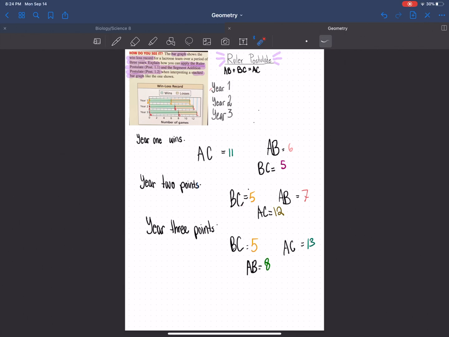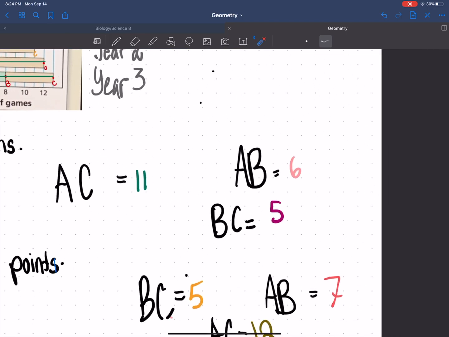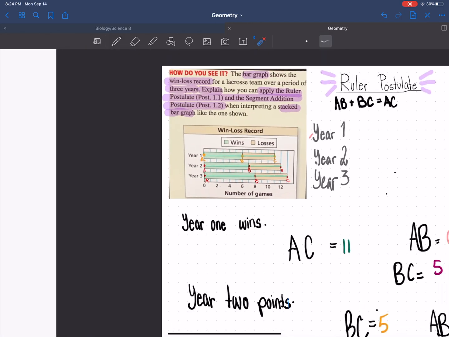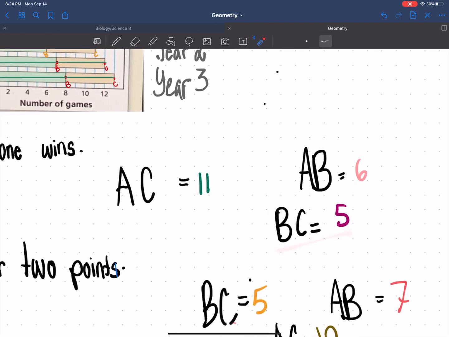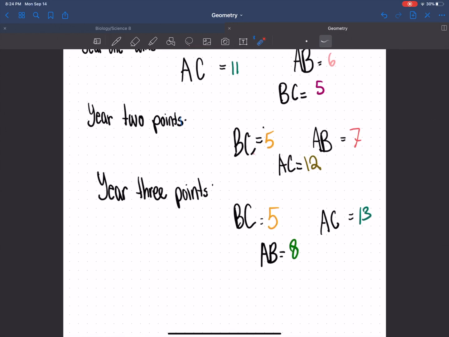So, for example, one question might be: did the lacrosse team have the same amount of losses for all of the years? We know that it would be BC for the losses. So let's go look at the losses for year 1. BC is 5. Year 2, BC is 5 again. And year 3, BC is 5 as well. So the lacrosse team did have the same amount of losses for each of the years.